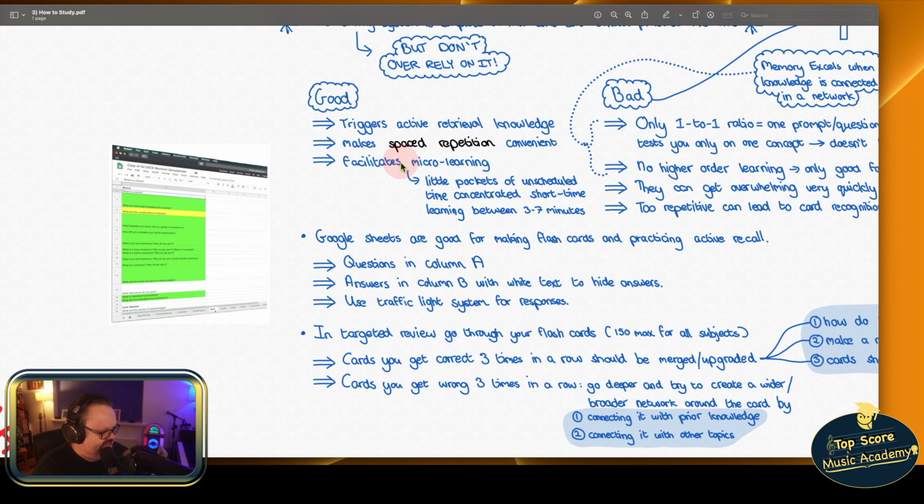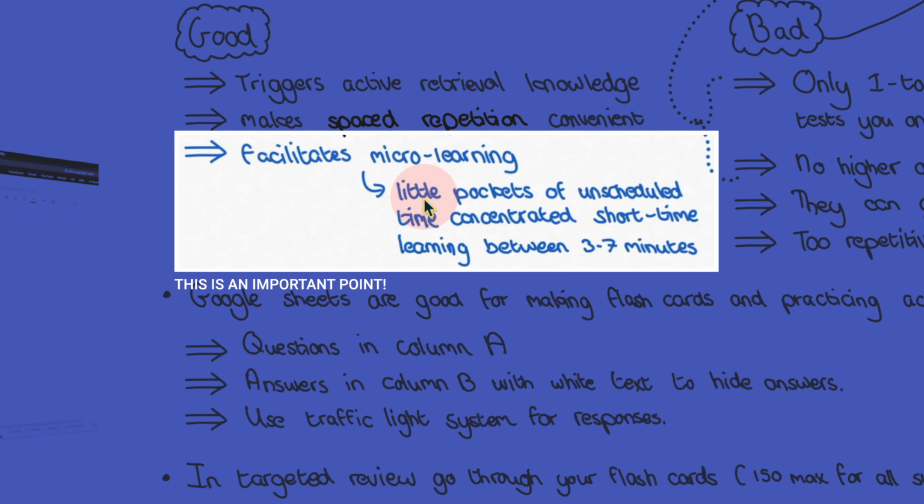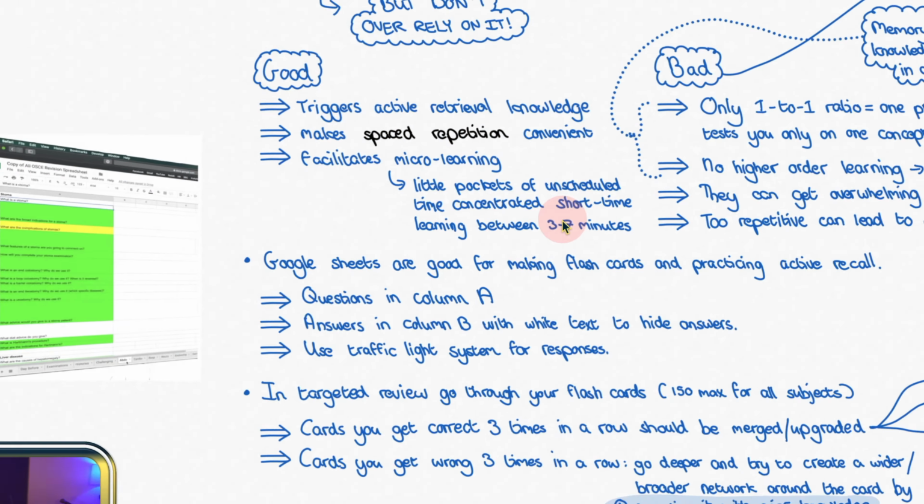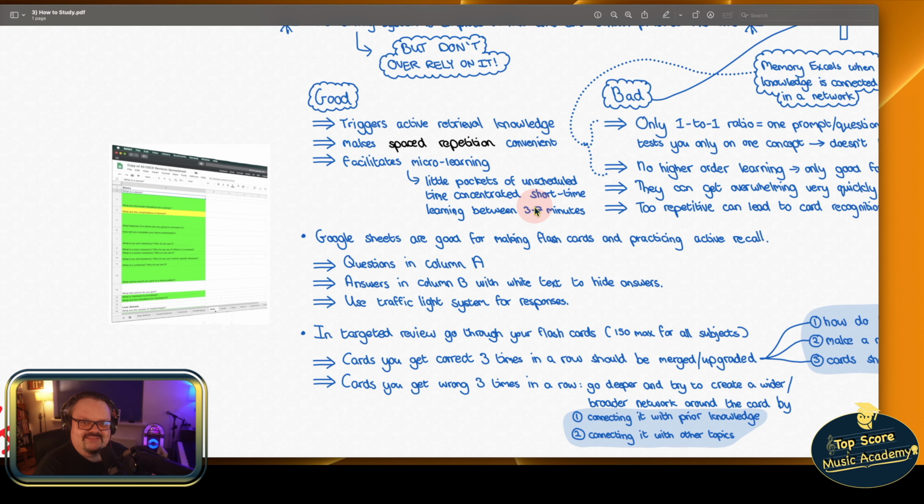It also facilitates micro-learning, like having little pockets of unscheduled time or concentrated short-time learning, between 3 and 7 minutes or 3 and 10 minutes. Just say you're waiting for the bus or something, and you have a couple of flashcards. They're quite portable and easy to use anywhere. So that's what we mean by micro-learning. It's just like, even 5 minutes somewhere, just to get a couple of questions in. So they're good for that.